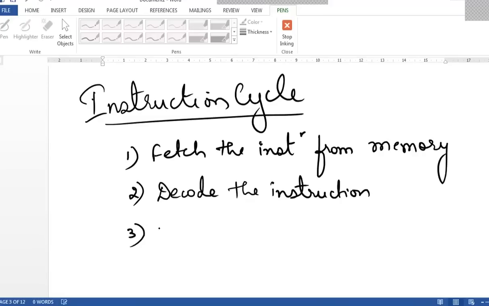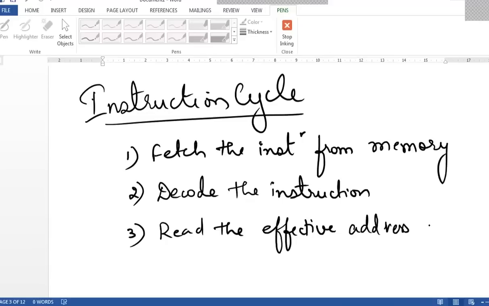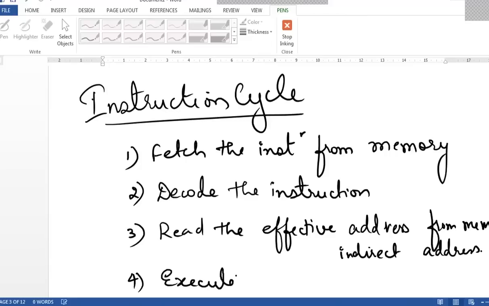You also need to identify or read the effective address. If it is an indirect address, you have to read the effective address from memory. यानी वापस आपको memory को refer करना पड़ेगा. So you need to refer the effective address from memory if it is indirect address mentioned. And last step is execute the instruction. So these are the 4 steps which are involved in any type of instruction cycle. First, you need to fetch from the memory, then you need to decode it.